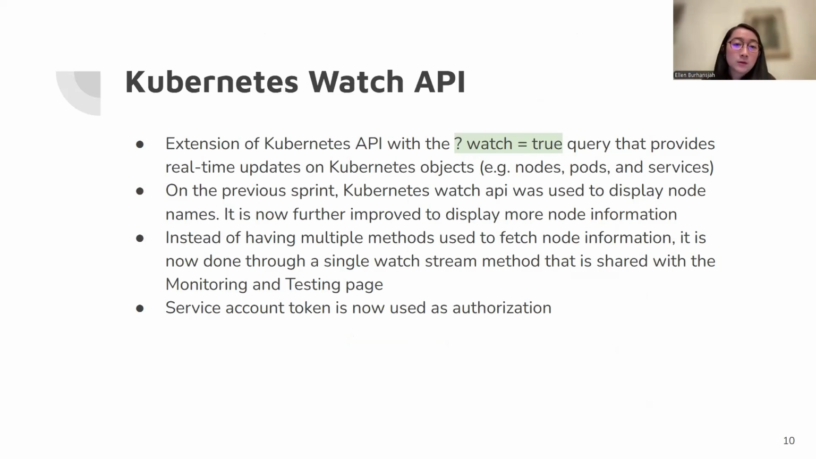For a quick review, the Kubernetes Watch API is an extension of the Kubernetes API with a query parameter. It provides real-time updates on Kubernetes objects such as nodes. On the previous sprint, we were able to implement this to display node names. And for this sprint, we are able to display more node information. Furthermore, instead of having multiple methods to fetch node information, it is now done through a single watch stream method that is shared with the monitoring and testing page. And as mentioned previously, the service account is now used as authorization.